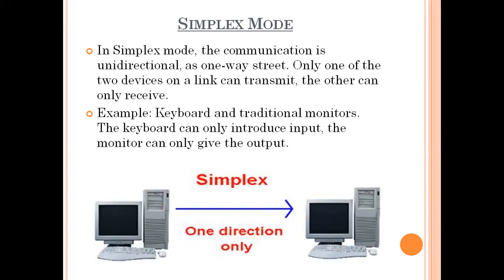Simplex mode. In simplex mode, the communication is unidirectional, like a one-way street. Only one of the two devices on a link can transmit, the other can only receive. It means in simplex mode, communication is unidirectional, operating and functioning in a single direction only. In this, the sender can send data, but the sender can't receive data. For example, keyboard and traditional monitor. The keyboard can only introduce input, the monitor can only give the output. When the user inputs data through the keyboard, the monitor can only give you the output.